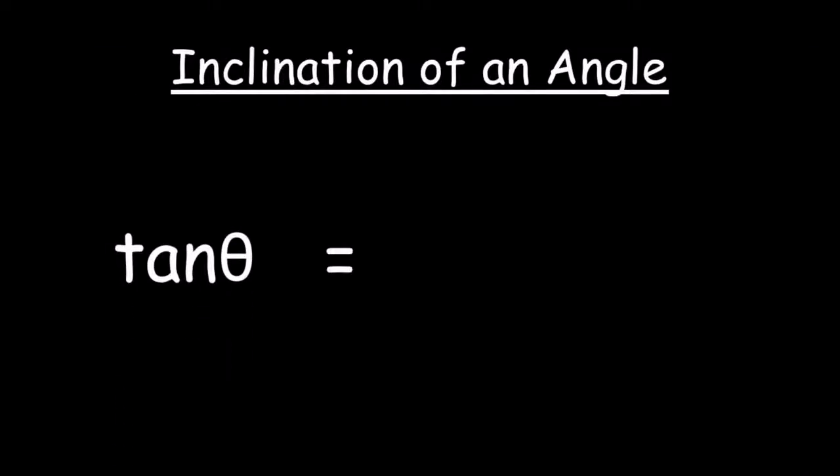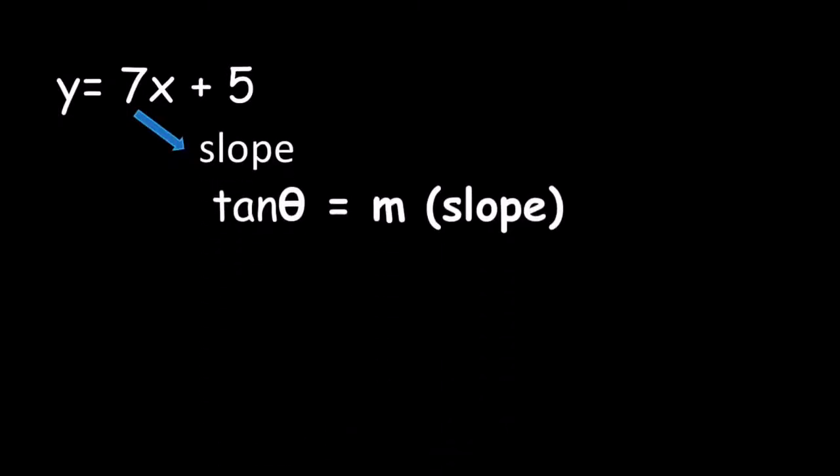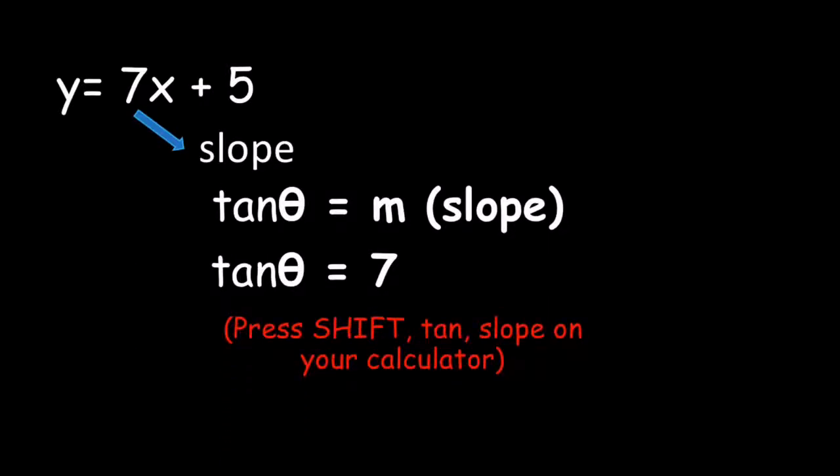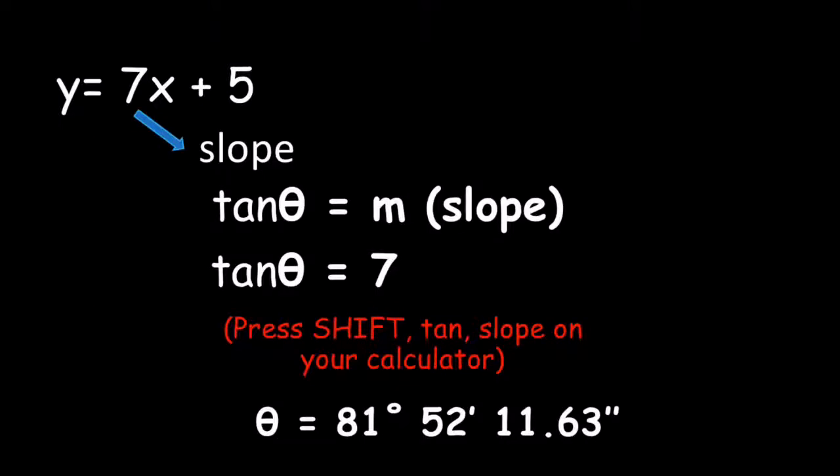For our next topic, let's tackle the inclination of an angle, where tangent theta is equal to slope. Let's take y equals 7x plus 5 as our example, where 7 is our slope. Let's just substitute 7 and press shift tangent slope, which is 7, on our scientific calculator. Then we will get 81 degrees, 52 seconds, and 11.63 milliseconds.